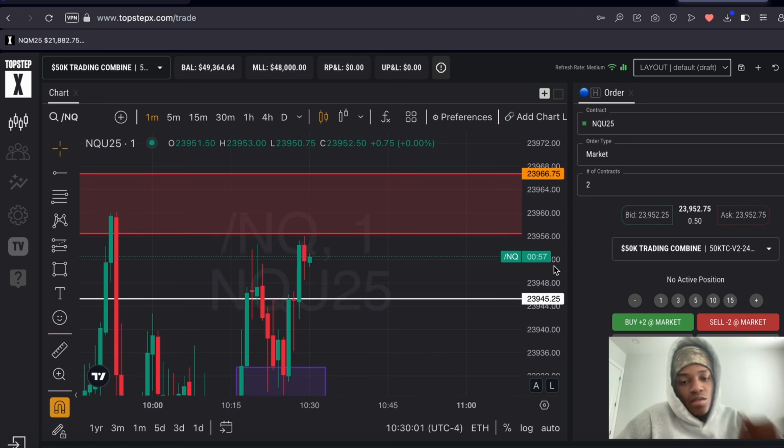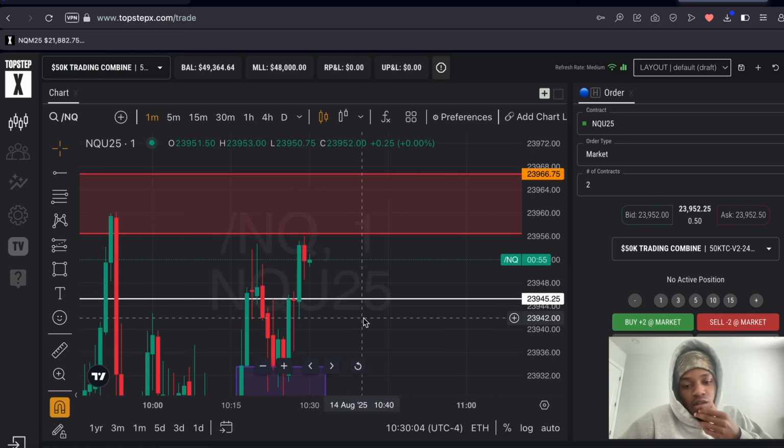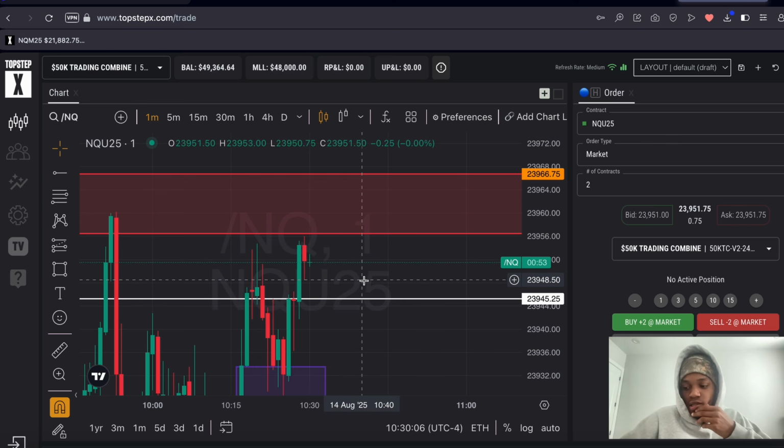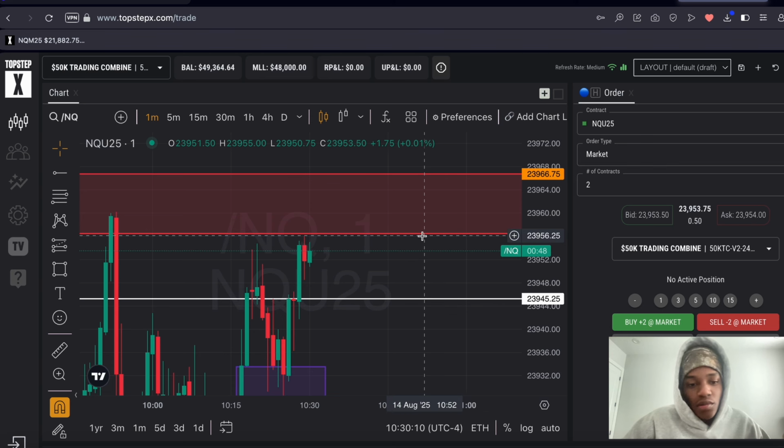Price getting close to resistance. Let's see how this reacts. Understanding price action is always gonna be what helps you out in the long run. You feel me?